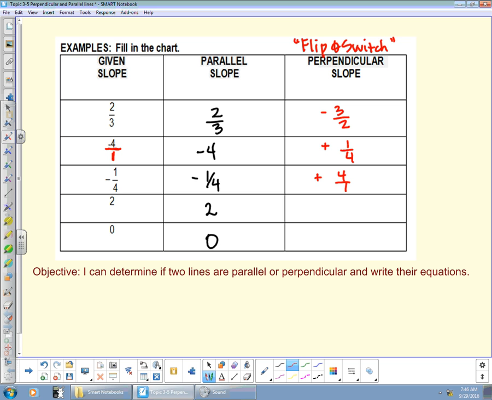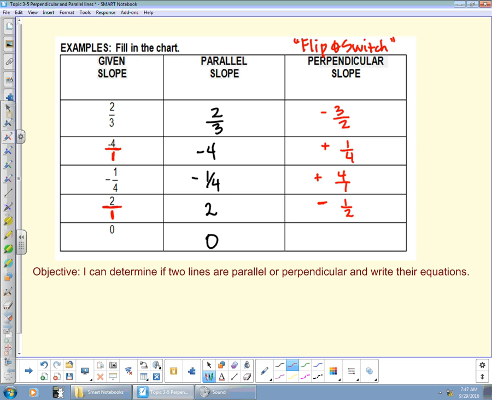Next one, number 2, is similar to the one we did for -4. I want to make it into a fraction first, so I'm going to put a 1 under it. And so 2 over 1, so if I flip the fraction, that's a 1/2. But if I switch the sign, well, the given slope is positive, so the new slope has to be negative.